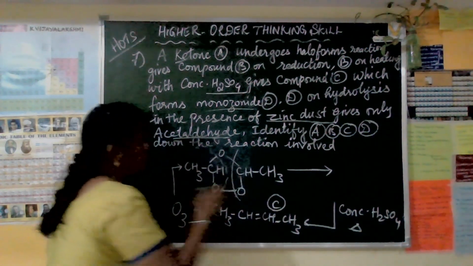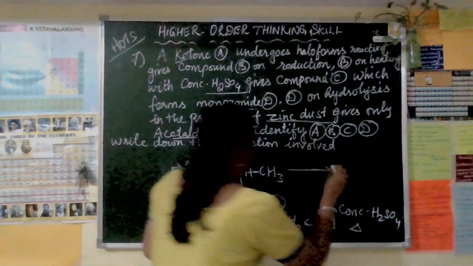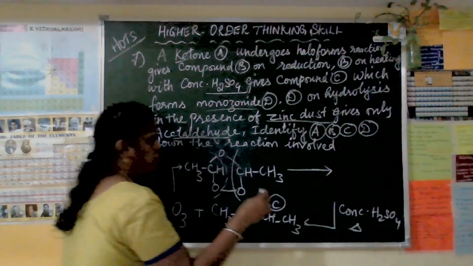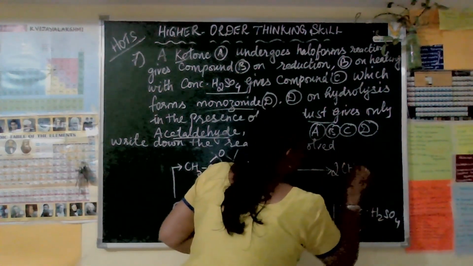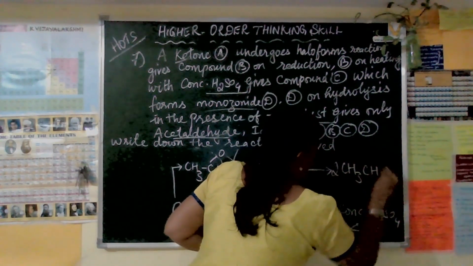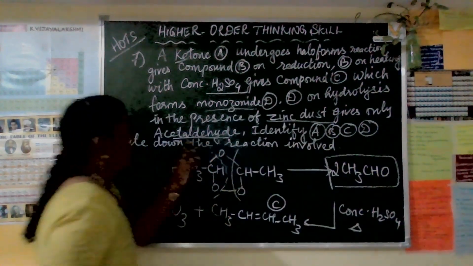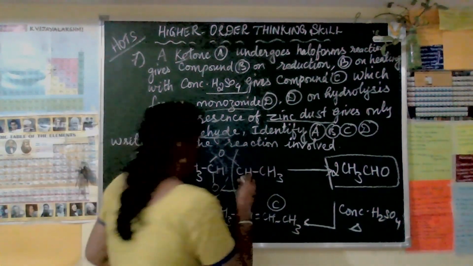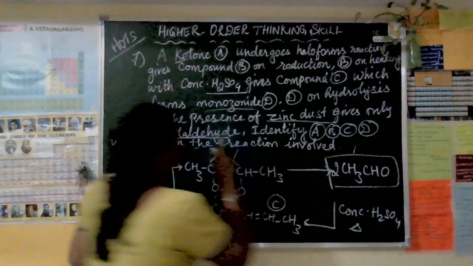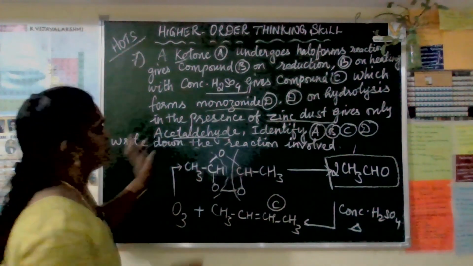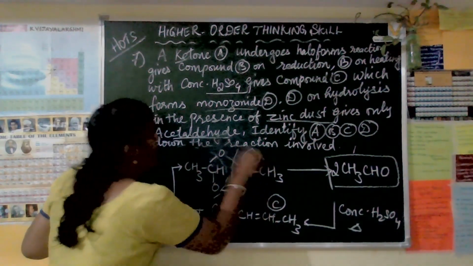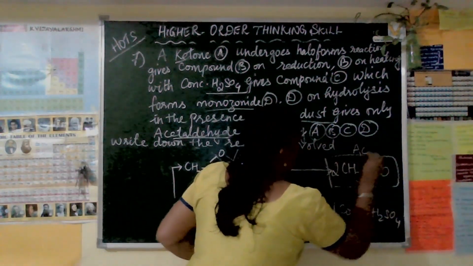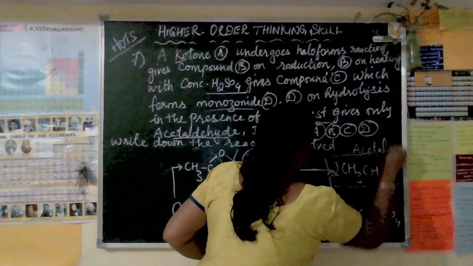Okay, now what happened here? The ring, you just break it, so automatically you will get CH3CHO, CH3CHO. So that means two molecules of CH3CHO. Yes, we got it, acetaldehyde. We want that only, acetaldehyde. Identify A, B, C, D. So this is compound D, acetaldehyde formation. D on hydrolysis, we are getting acetaldehyde. This is acetaldehyde.